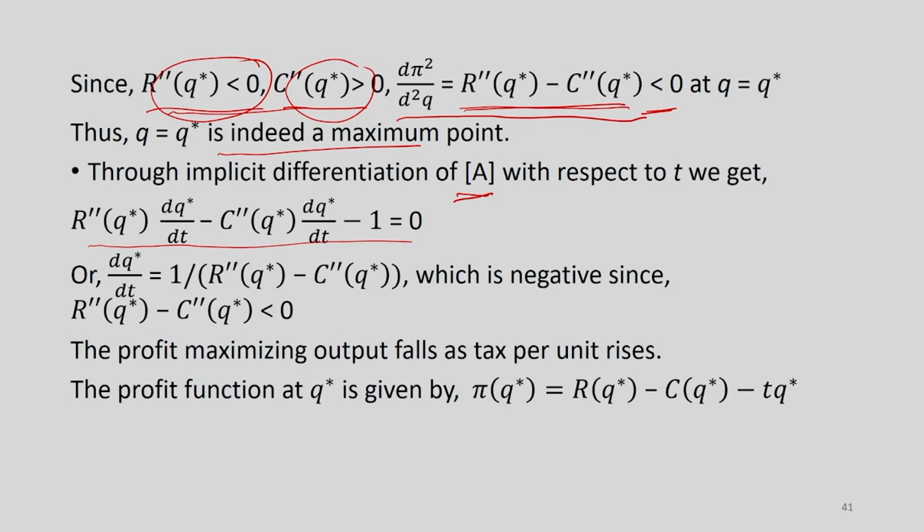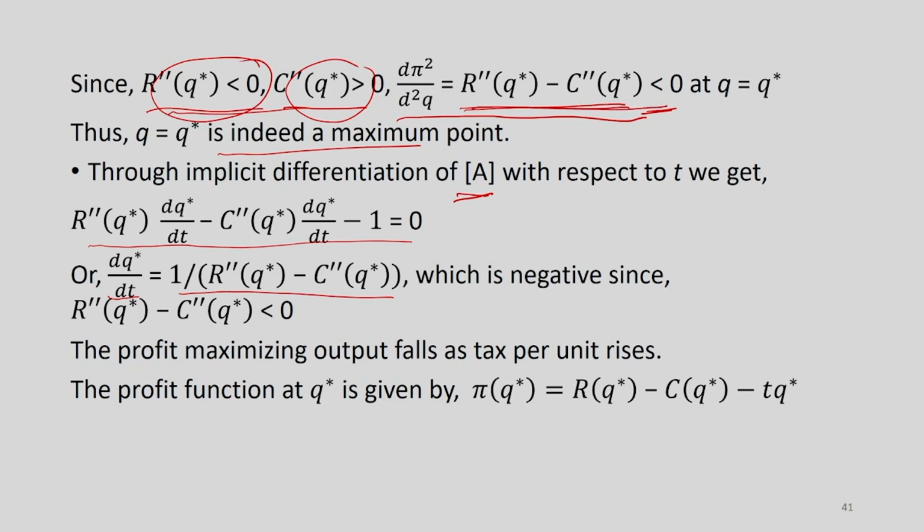And let us collect these terms. So, we are jumping some steps here, and if we simplify this thing, then dq star dt will become 1 divided by R double prime Q star minus C double prime Q star, right? And what about the sign of this? The sign of this is negative, because we have just seen that this R double prime Q star minus C double prime Q star is negative.